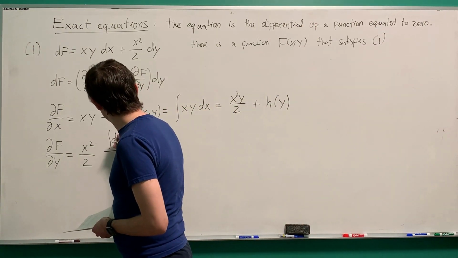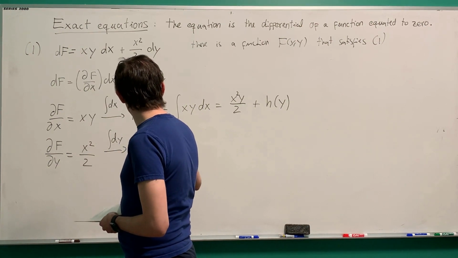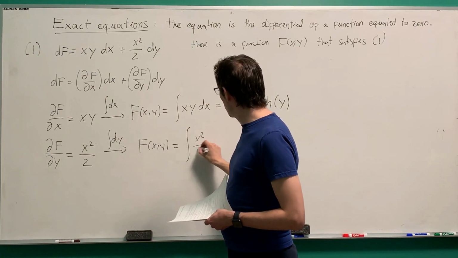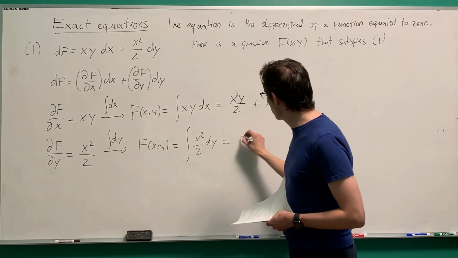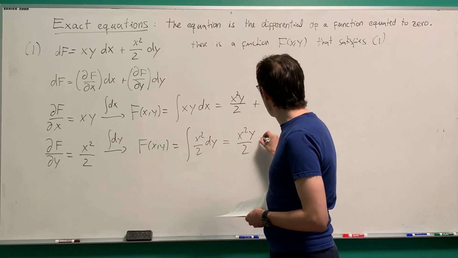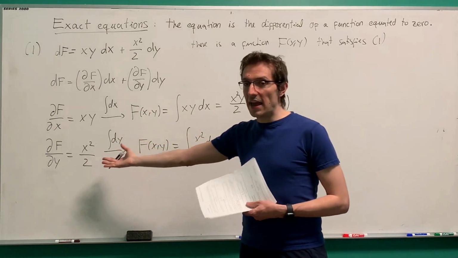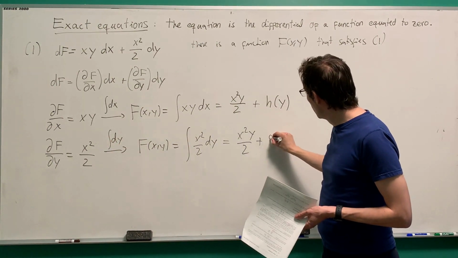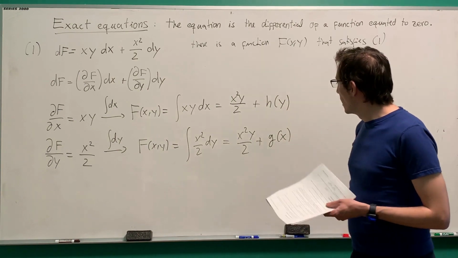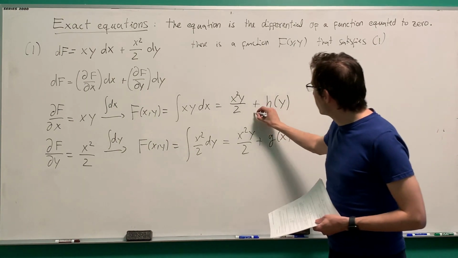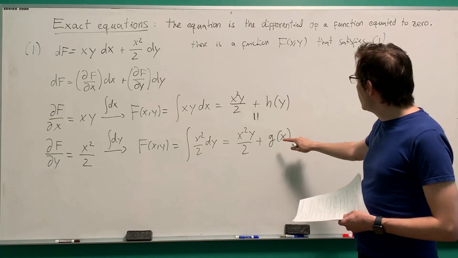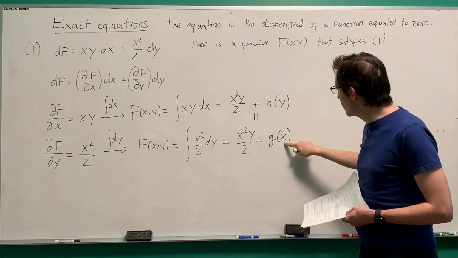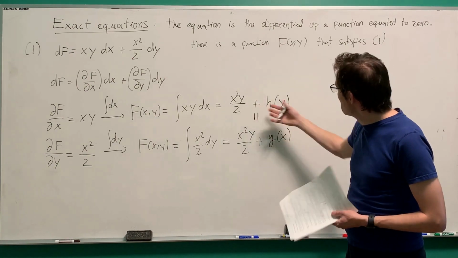For the other one, integrating with respect to y, we know that f of xy is equal to the integral of x squared divided by 2 dy. That's very easy because there's no y, so this is x squared y divided by 2. And again, if there was a function of x, the partial derivative with respect to y would have killed it, so the integration constant here is a function of only x, g of x. Right, now we know that these two things have to be equal, so we can get h of y and g of x by comparison. If there's a function of x in here, it should be here, but there's not.